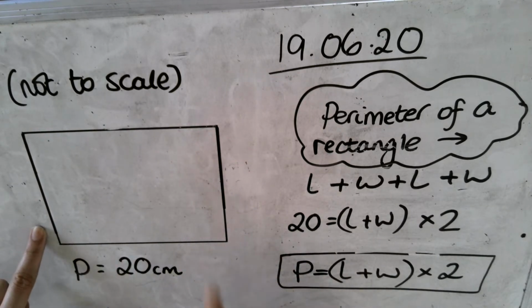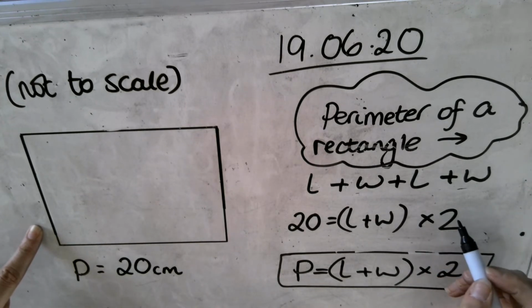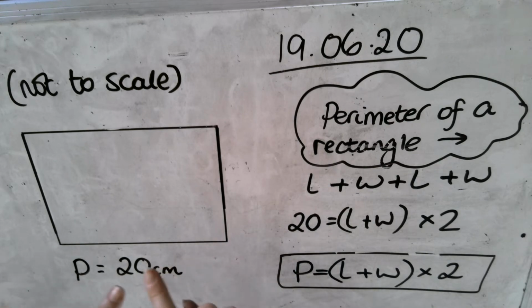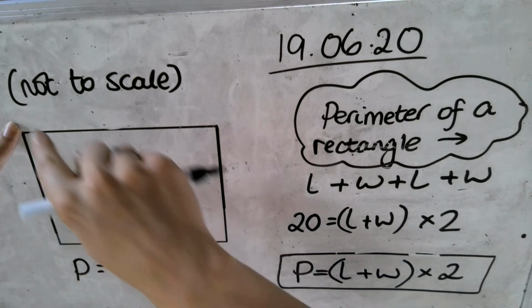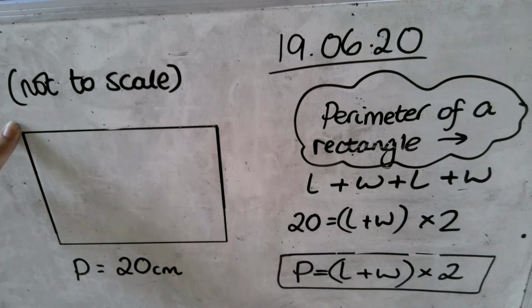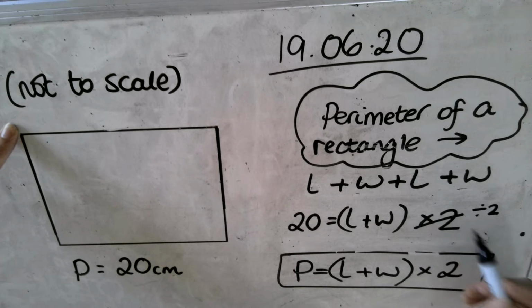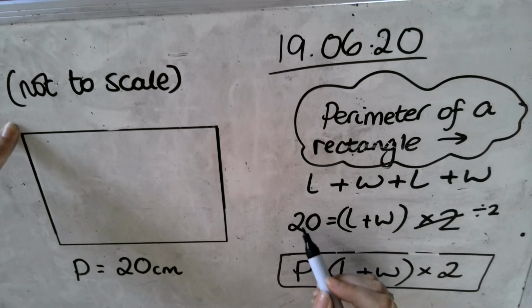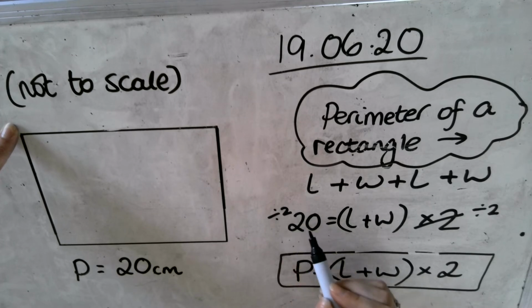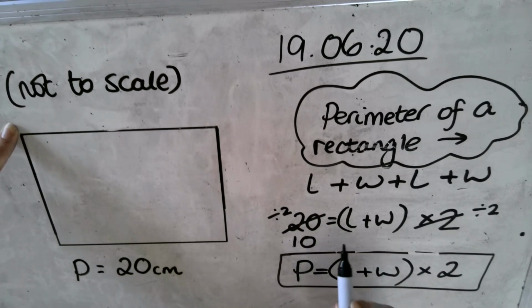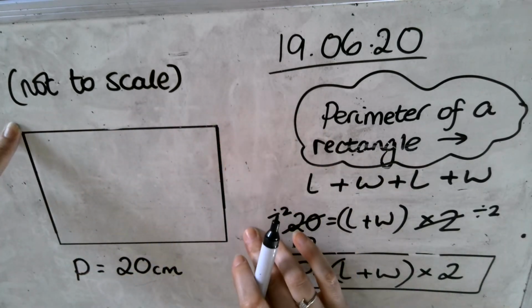So by taking away the times by 2, we could say that we know that all of this adds up to 20, but half of the rectangle, so one length and one width, equals 10. So if we divide this by 2, we're effectively crossing this out and removing it. But if we divide this by 2, we have to divide this by 2. So what we could say is 10 is equal to length plus width.